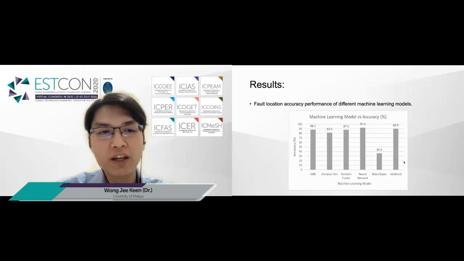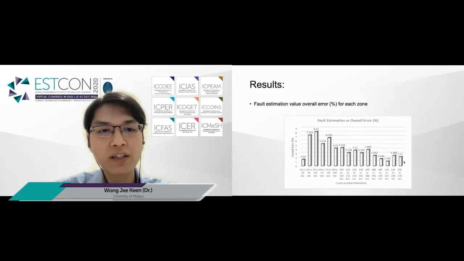Just now was the fault type classification. Now for the fault location estimate, the performance is lower because it is naturally more difficult to estimate the location of the fault rather than determining the type of fault. Because there are only a very few types of fault, but for the fault location, there are many segments. So naturally, it is more challenging. As can be seen here, the performance of every machine learning model is slightly lower compared to the fault classification. Even so, the best performance here is again the neural network, where it achieved 95.9% accuracy.